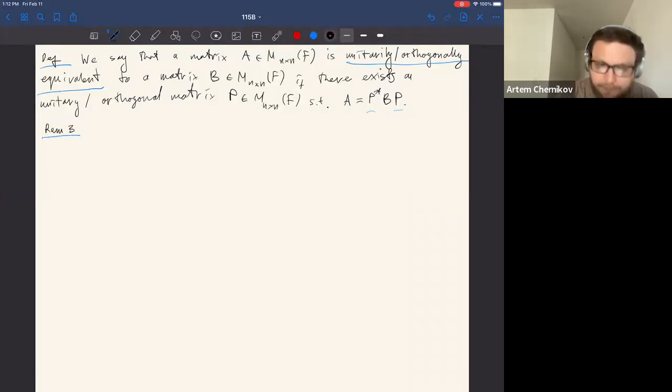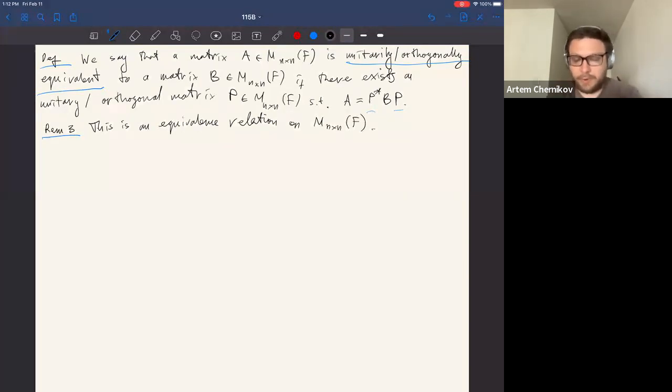So the first claim about this definition, as the name suggests, is that it is an equivalence relation on all n by n matrices over F. Okay. So let me remind you what we mean by an equivalence relation. We say that this is an equivalence relation if this relation, being equivalent to, satisfies 3 axioms. First of all, each matrix is equivalent to itself. This is called the reflexivity property.